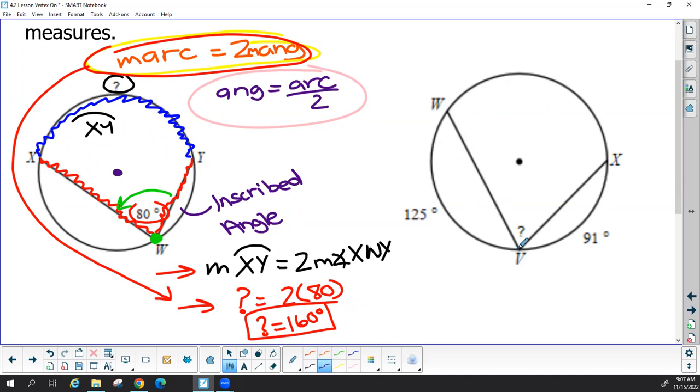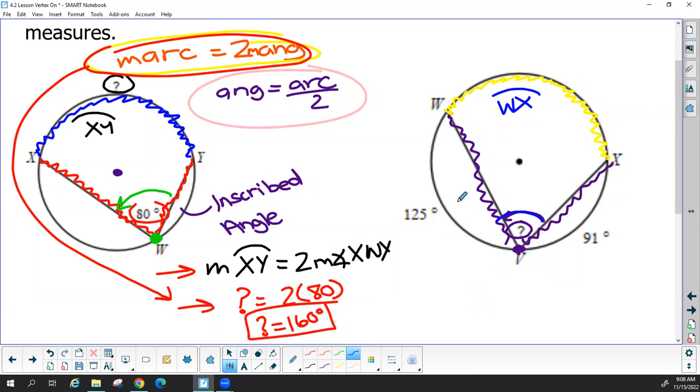So anytime we have an angle where its vertex is on the circle, I always like to highlight or show myself in some way what angle I have here. We want to know how big that is. It's inscribed because its vertex is on the circle. We can go find the arc that it intercepts. It's this one. And we would call that arc WX. So we have a relationship here between this angle WVX and this arc WX.